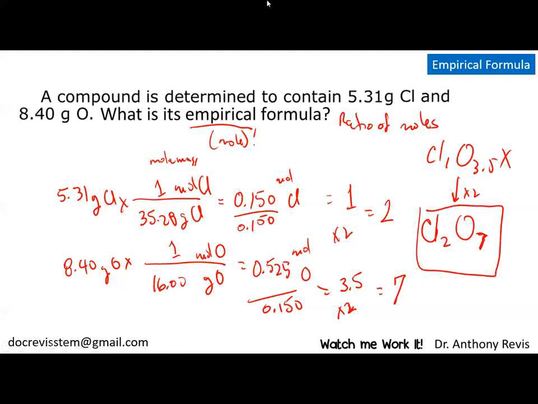And that's how we do the empirical formulas. That's how we do it.